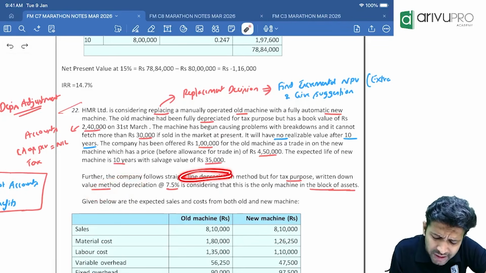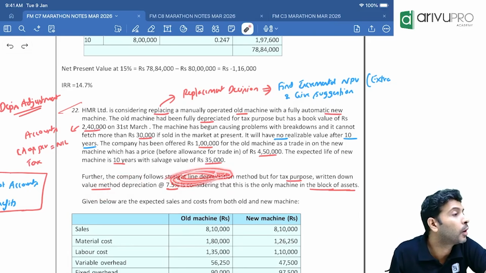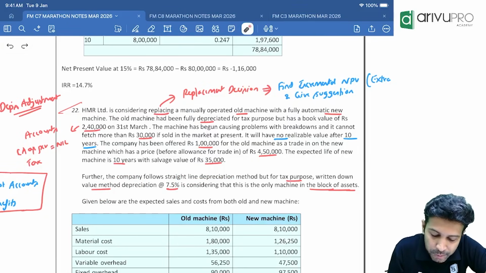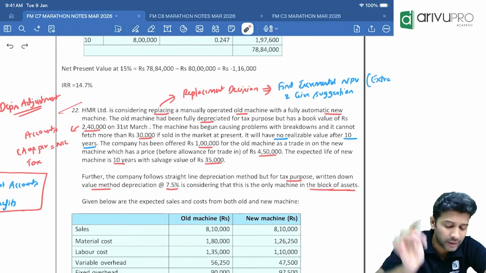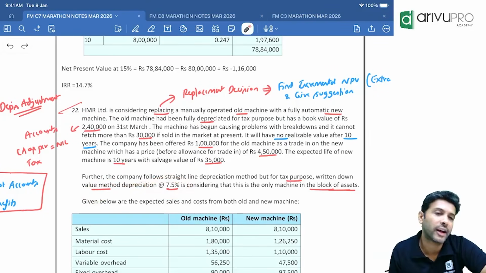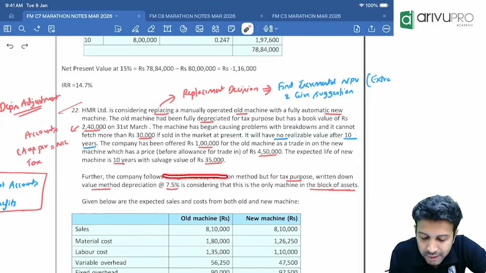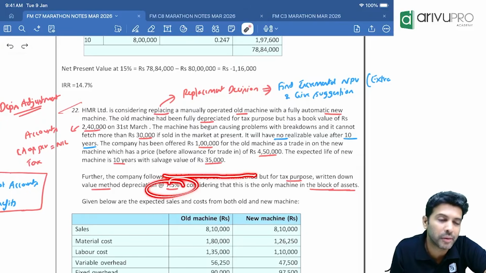So when they say straight line method, what do they mean? Where? In accounts. In accounts, maybe we are following what method? Straight line. But for tax purpose, we have to follow WDV method. And in tax, each asset will have a rate of depreciation. How much is the rate of depreciation? 7.5%. Now you tell me, is straight line method the relevant data for us or WDV method?